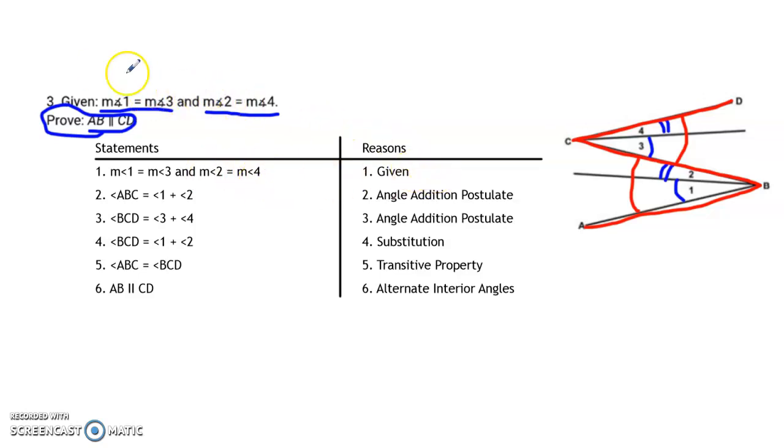It tells us in the problem. And I know that angle ABC, this red angle, is equal to angle 1 plus angle 2. That's the angle addition postulate. I used the same angle addition postulate for angle BCD.